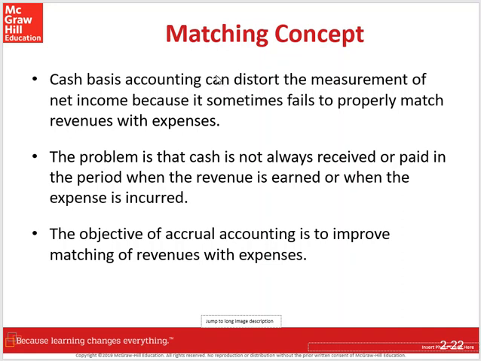So the application of all 3 of those tells us that we need to be using accrual basis accounting. Here they tell us cash basis accounting can distort the measurement of net income because it sometimes fails to properly match revenues with expenses. I'm even going to say, as much as distort seems kind of like a strong word, I'm going to even say manipulate. Cash basis accounting can manipulate the measure of net income. If somebody actually knows what they're doing, they could actually use cash basis to manipulate their net income.